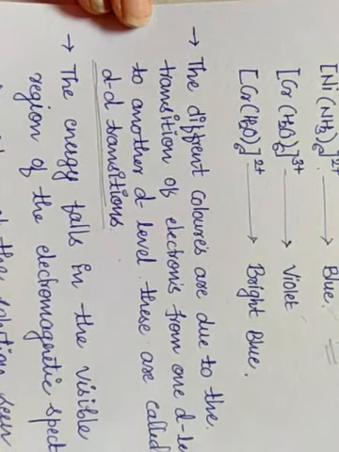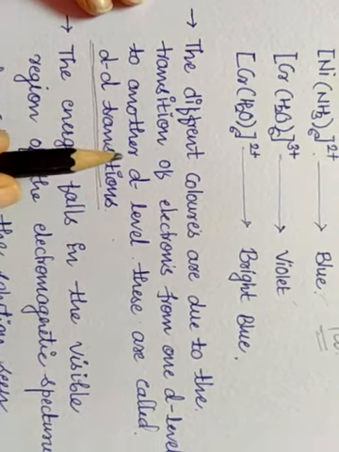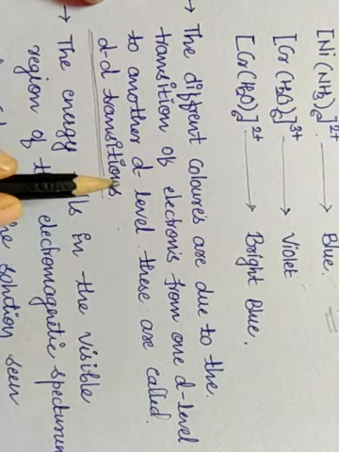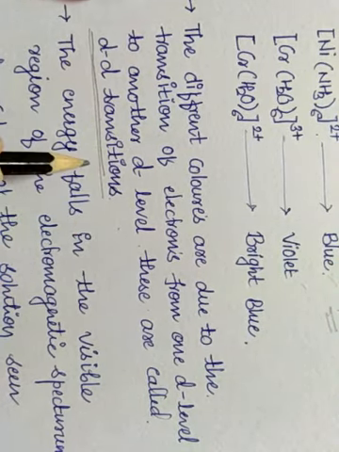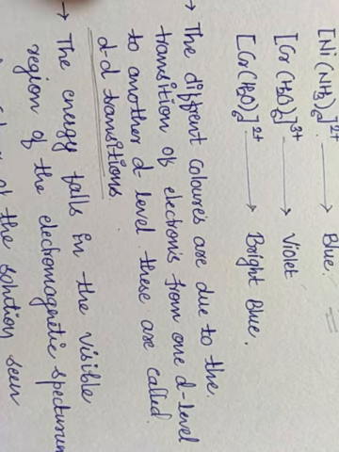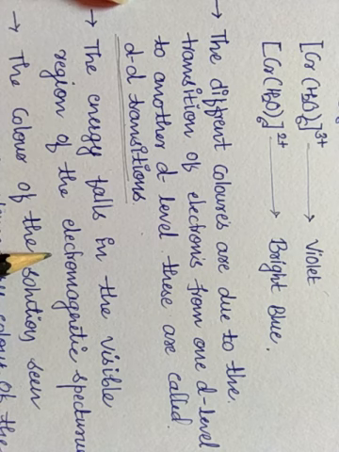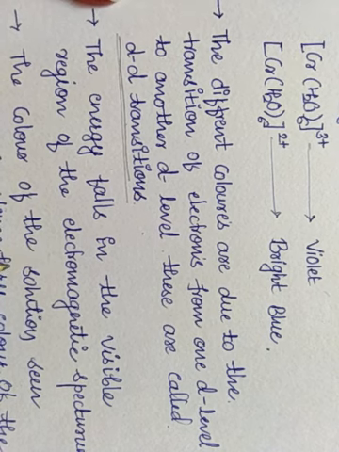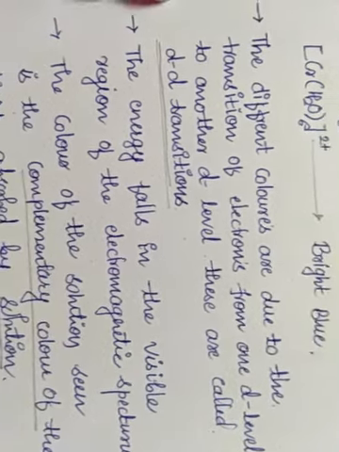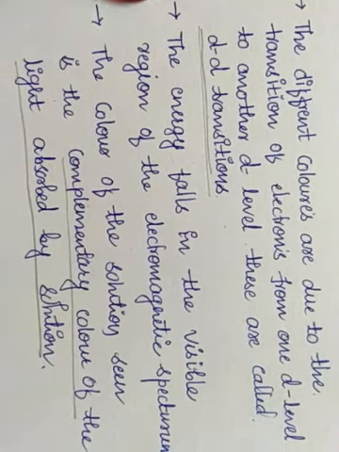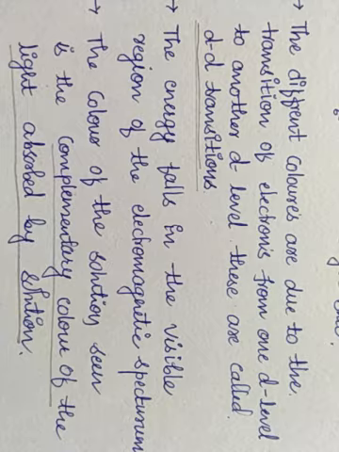And what is the dd transition we saw? The different colors are due to the transition of an electron from one d level to another d level. This is called dd transition. The energy falls in the visible region of the electromagnetic spectrum here. And the color of the solution is the complementary color to the light absorbed by the solution, isn't it? That we saw in today's part.